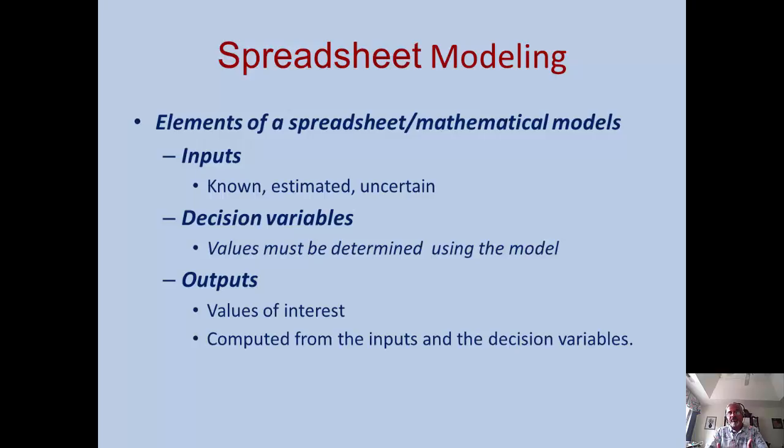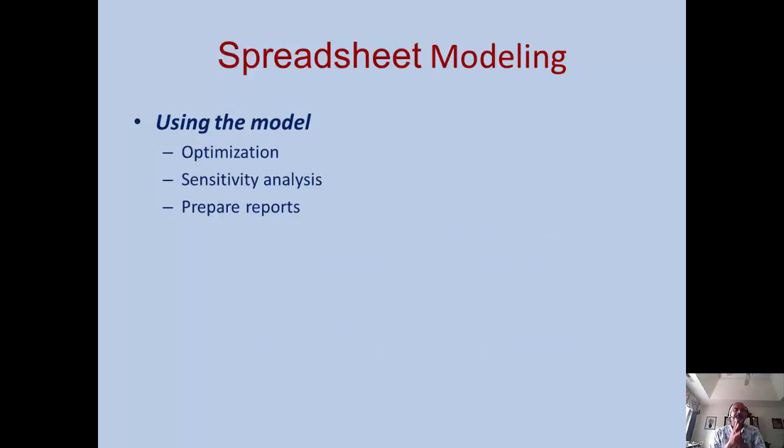So the outputs are the values that we are interested in, and they are computed using the inputs and the decision variables, a combination of inputs. So for a given set of decision variable values, how many labor hours will be used, how many units of raw materials will be needed, and what will be the profit that we will be making. So outputs are various values that you compute using the inputs and the decision variables. After setting up the model, you can use the model in 3 different ways. You can use it to optimize the results. That is, optimize here would mean maximizing profit or minimizing cost.